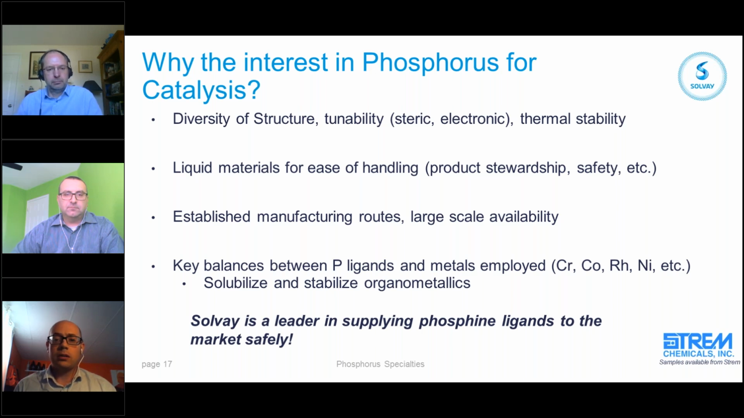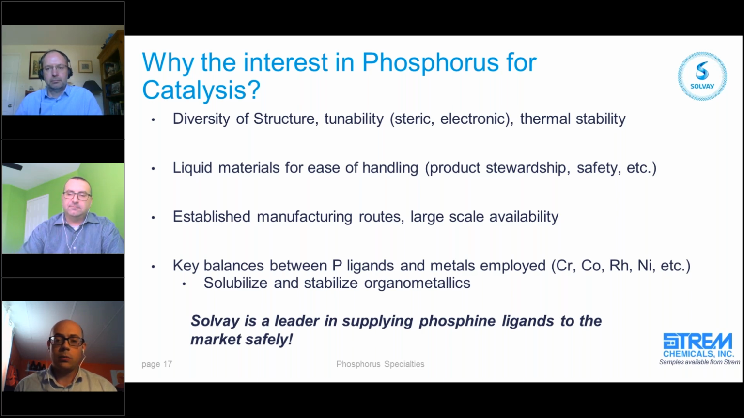A key point as well is that we have established manufacturing routes to these products for large scale and small scale availability. So we're plenty capable of supporting these from an actual commercial standpoint as well, not just a gram here and a gram there.